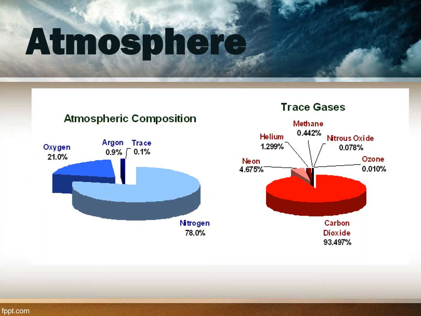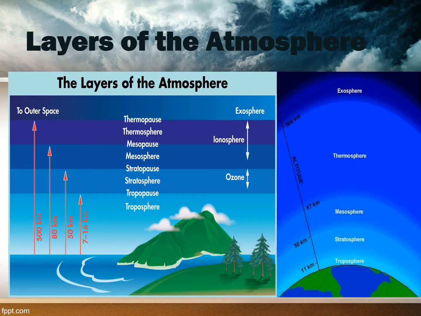Again, in our previous video, we talked about the composition of the atmosphere. We have here your nitrogen, oxygen, trace gases, argon, carbon dioxide, and all. Okay? The layers of the atmosphere: we have here the exosphere, the thermosphere, the ionosphere, the mesosphere, stratosphere, and troposphere. One by one, we will be discussing them.